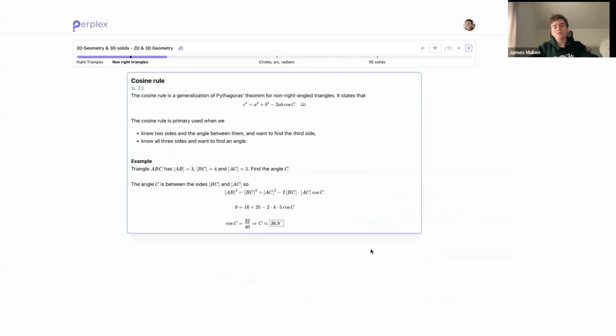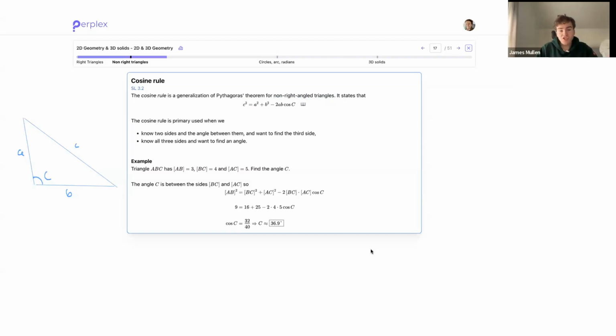The cosine rule. So this is a generalization of Pythagoras' theorem for the case of non-right-angled triangles. What does that mean exactly? Why is it a generalization? Well, if I draw a triangle like this, where this angle here is no longer a right angle, but now we'll just call it C. This is the side length C, A, and B. Then I have this formula: A squared plus B squared minus 2AB cosine of C is equal to C squared.